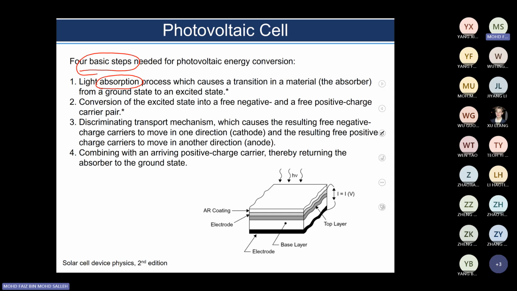After you absorb, you need to produce free negative and free positive charge. If you don't have carriers, how can you make the current flow? If there are no carriers, it means the electrons and holes are bound to the atoms, so you cannot make the current flow. First, you need to absorb, and use that energy to excite the electron to make a free pair of electrons and holes.